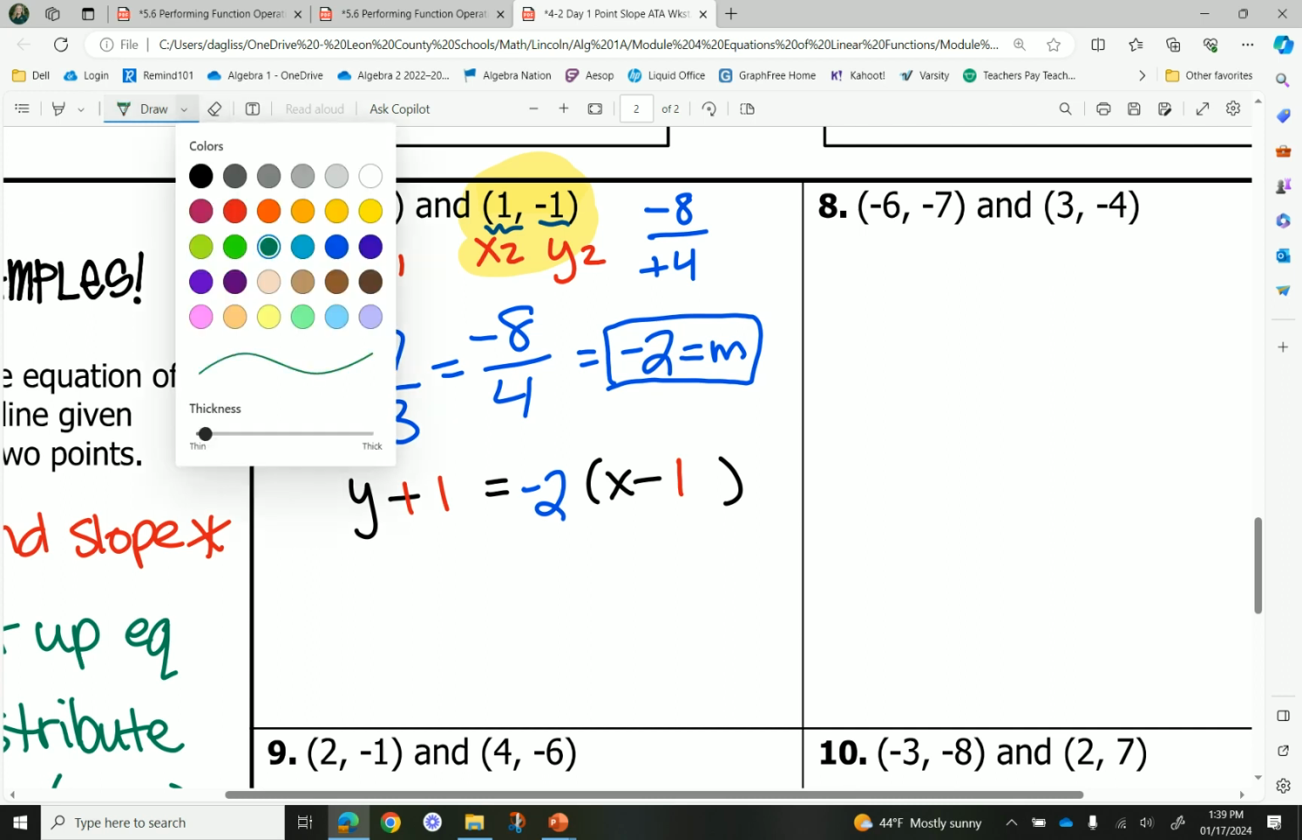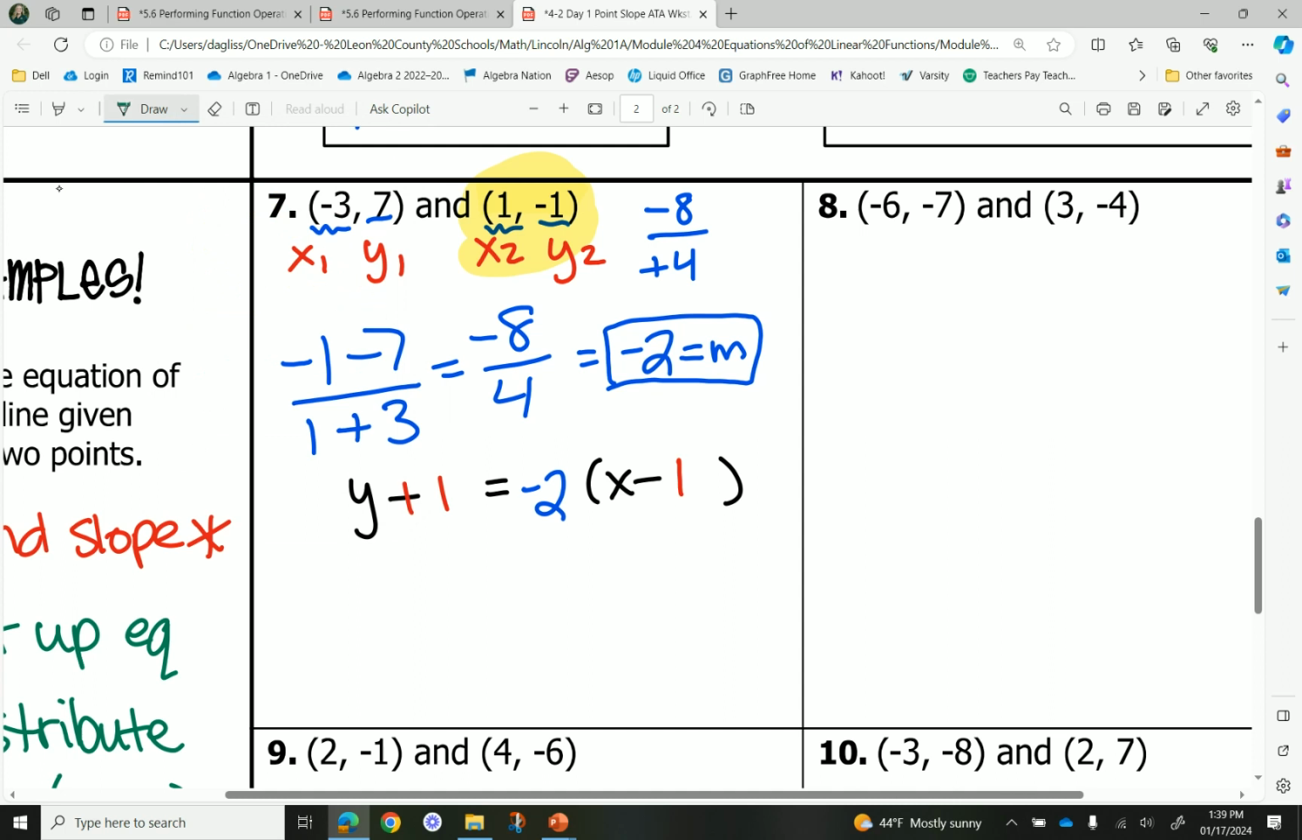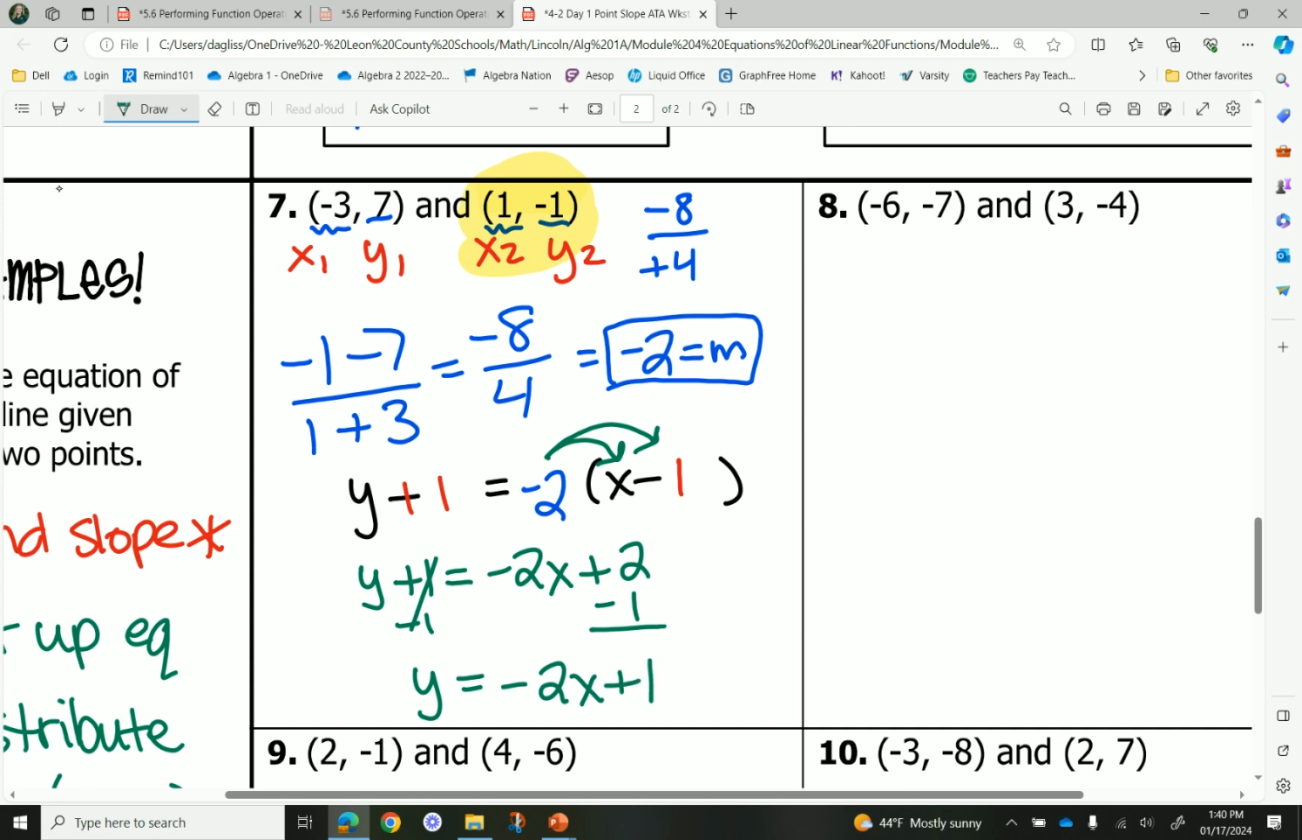All right. We're going to distribute the negative 2. So y plus 1 equals negative 2 times x is negative 2x. Negative 2 times negative 1 is positive 2. What's our last step? Minus 1 from the 2 on the end. We get y equals negative 2x plus 1. Good.